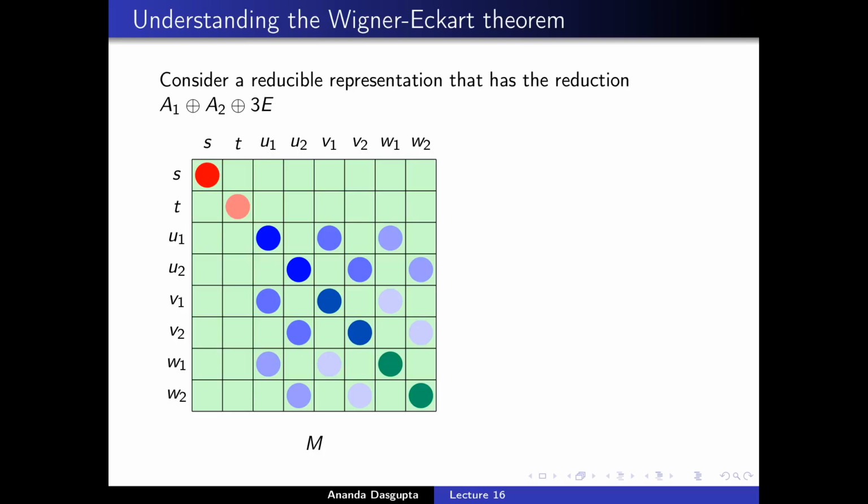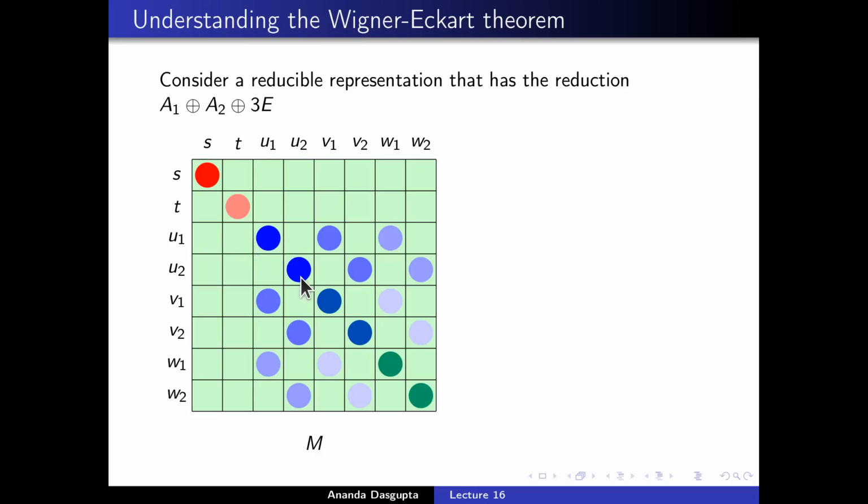Now let us take a deeper look at what non-zero elements we have. First of all, let's take a look at this element and this element. These are basically <U1|M|U1> and <U2|M|U2>, these two matrix elements. And according to the Wigner-Eckart theorem, they are both going to be equal to each other. So that is why they have been colored the same way in both.